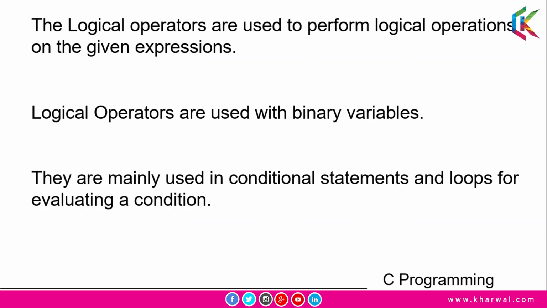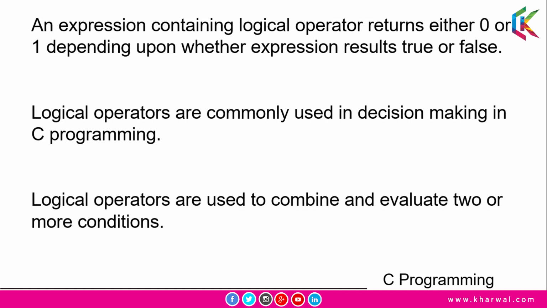The logical operators are used to perform logical operations on the given expressions. Logical operators are used with binary variables. They are mainly used in conditional statements and loops for evaluating a condition. An expression containing a logical operator returns either 0 or 1 depending upon whether the expression is true or false. Logical operators are commonly used in decision making in C programming. They are used to combine and evaluate two or more conditions.